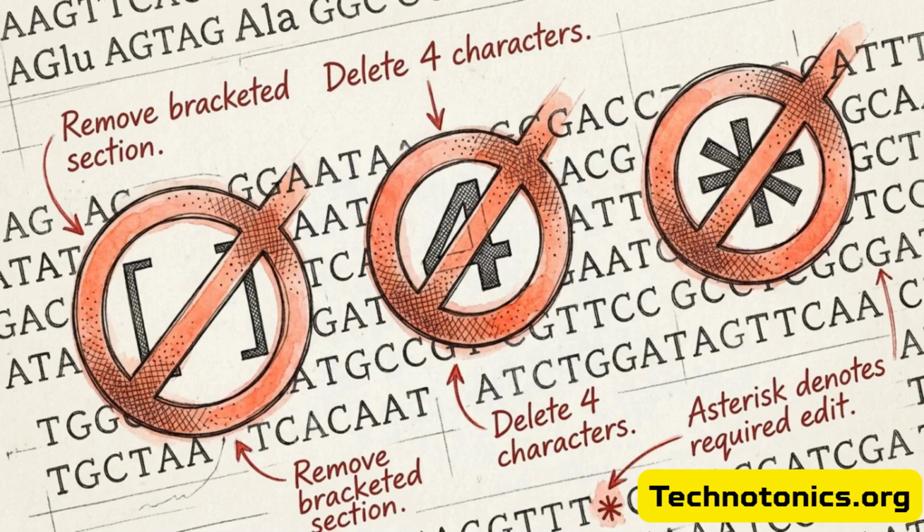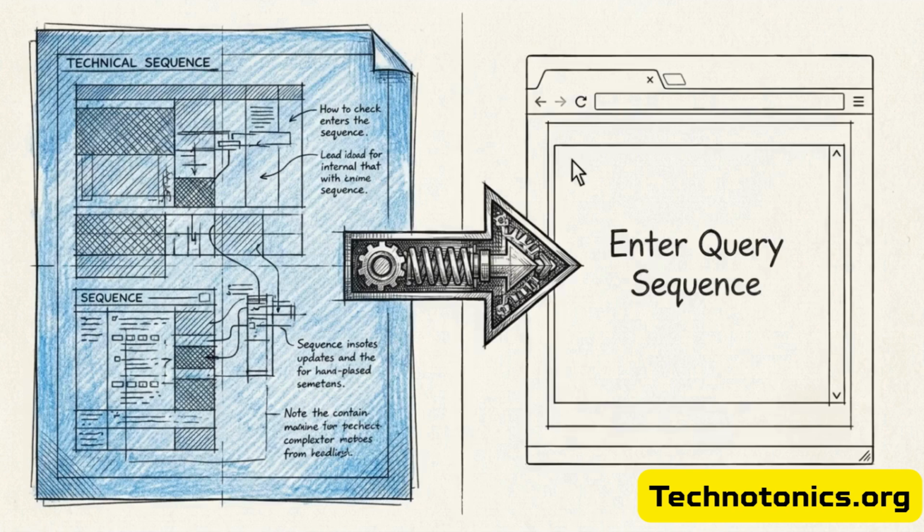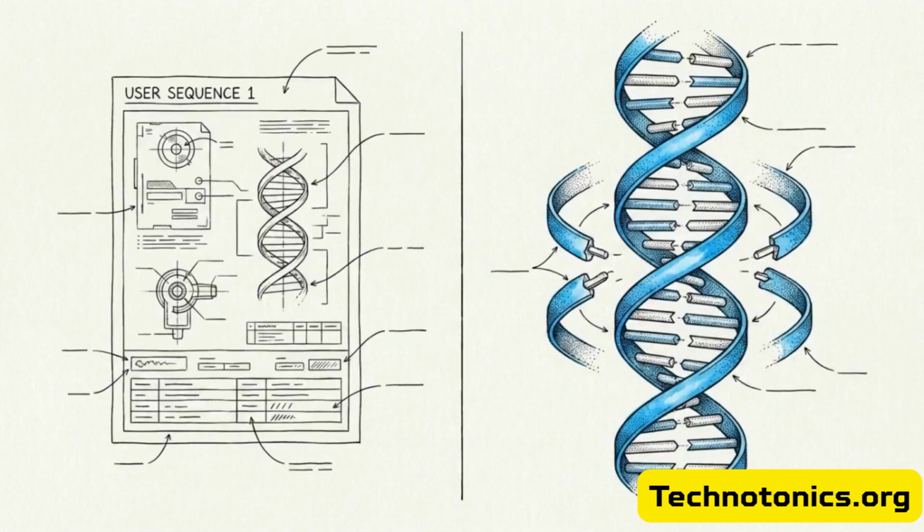or special characters. With your text structured correctly, copy the entire block and paste it directly into the main query box on the BLAST interface. Following these strict formatting rules tells the algorithm exactly where your human notes end and the searchable biological data begins.